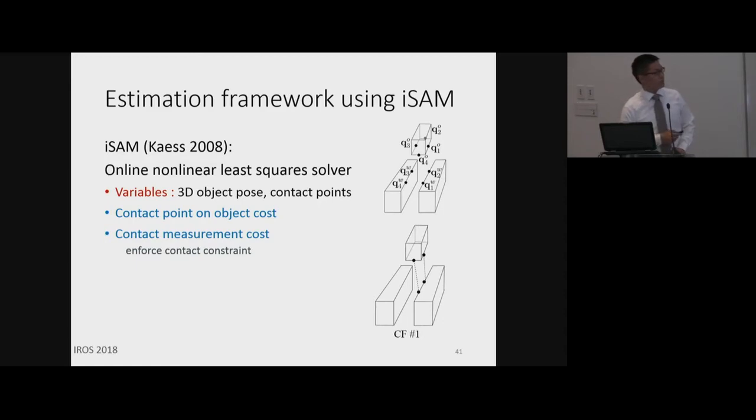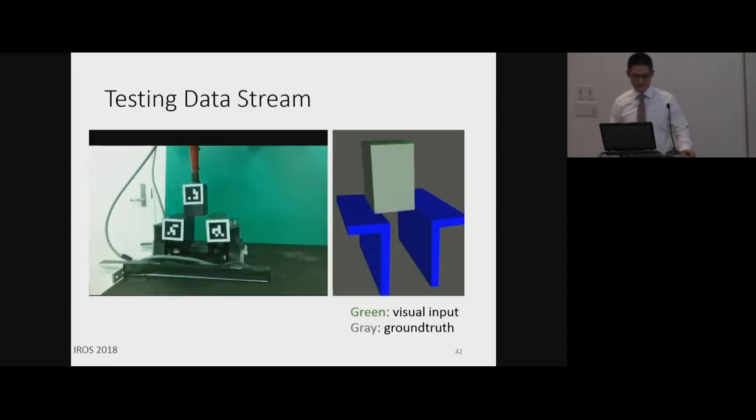Next is the contact measurement cost, which tries to enforce the contact constraint. After the formation is known, we say they should meet together. There's also a motion cost from the robot encoders, saying that if the robot moves to the right, the object should move accordingly. And there's a visual measurement cost, which says our measurement should be close to the visual estimate.